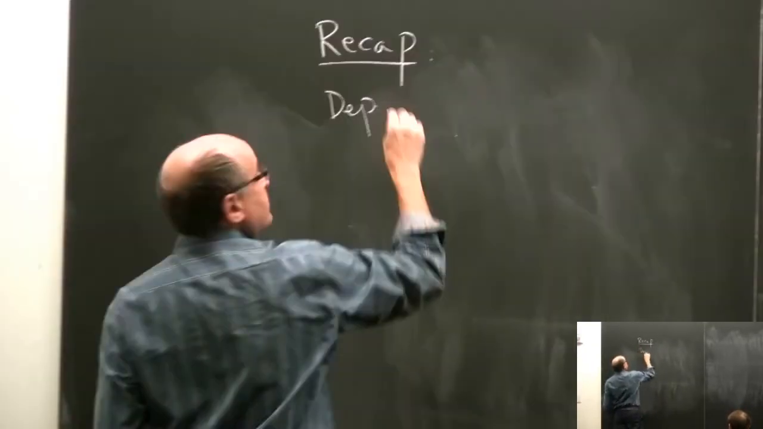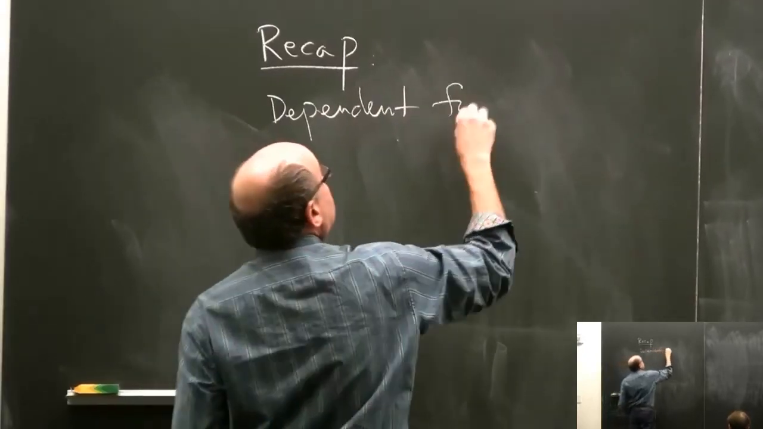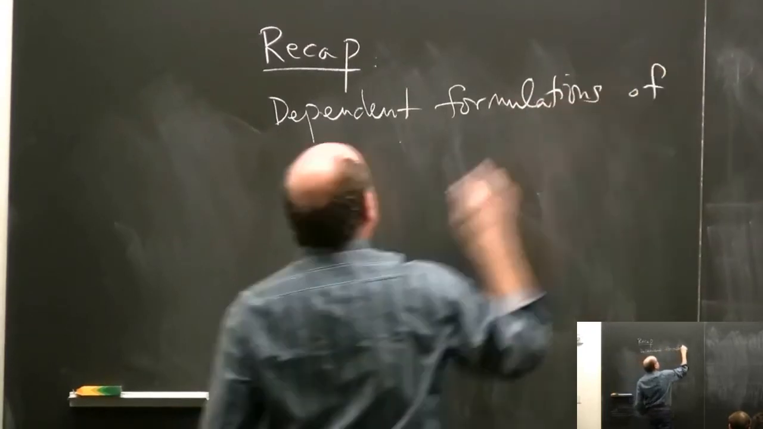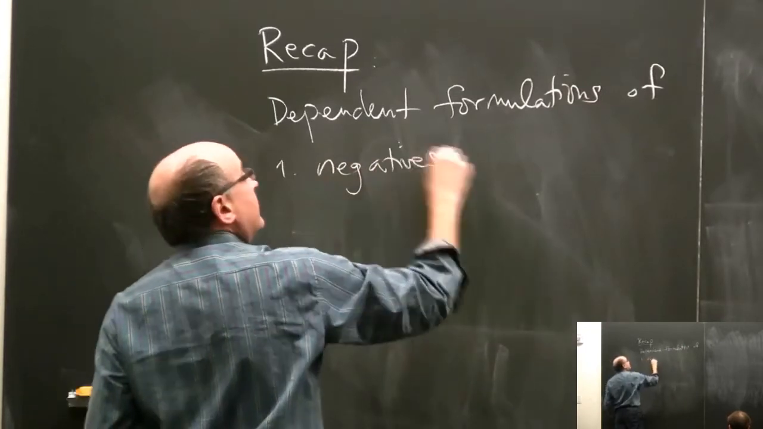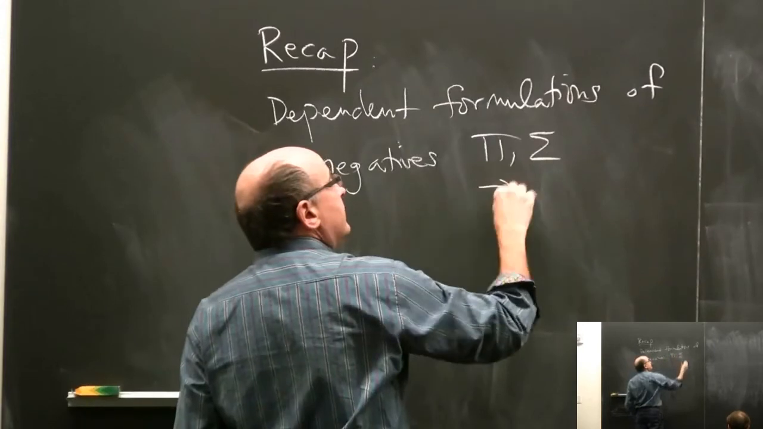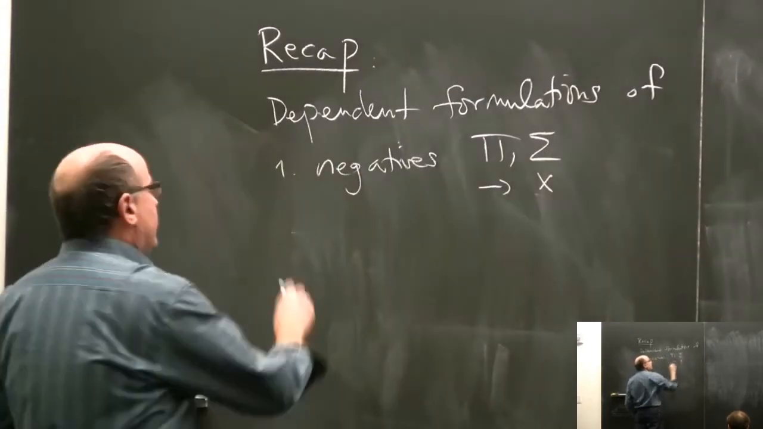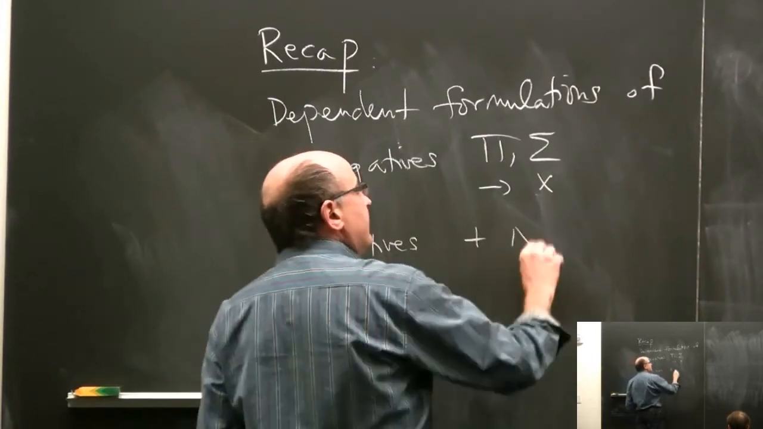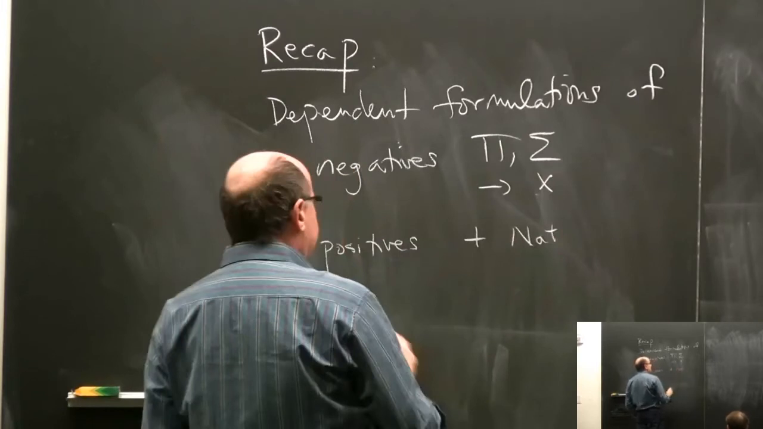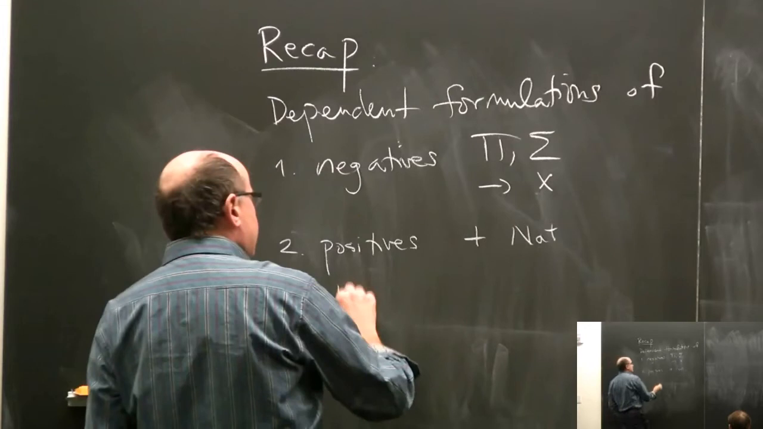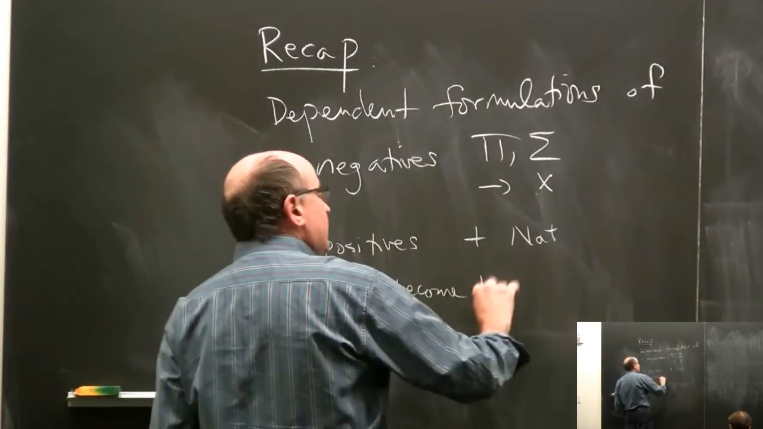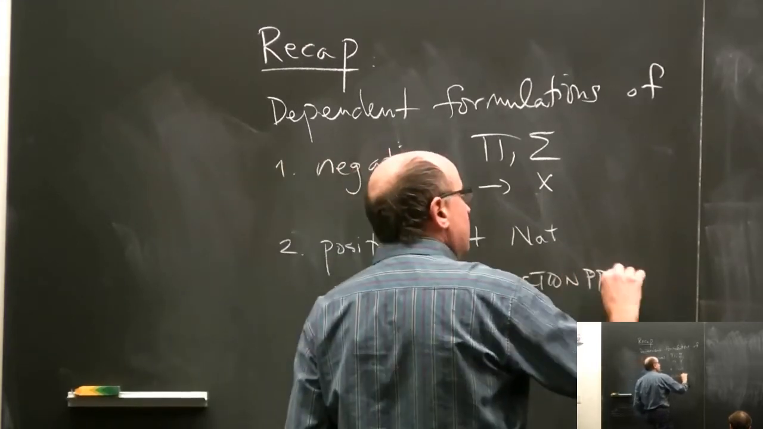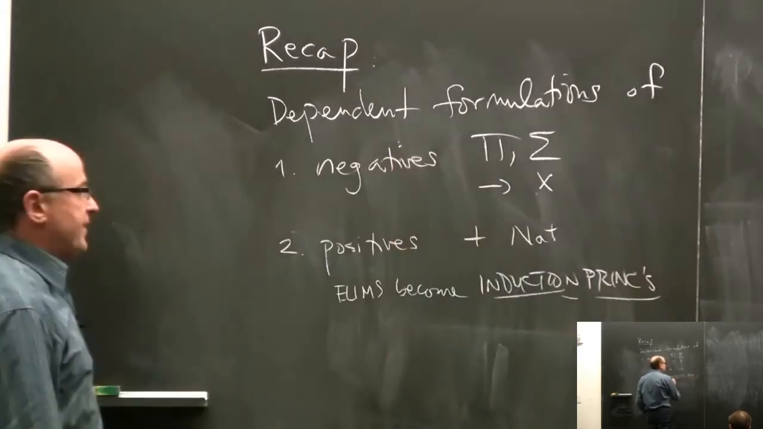Okay, so where we got to last time, I'll just remind us a little bit. The recap is we were looking at the dependent formulations. This is probably what prompted some of those questions. In one case we did the negatives, so we had pi and sigma, generalizing the function and product, you could say. And then we looked at the formulation of the positives, where the type itself doesn't change, like plus or nat doesn't change in terms of its introductory forms, but the elimination forms have to be generalized to induction principles. So the idea is that elims become induction principles. And we spent a fair bit of time talking about that.